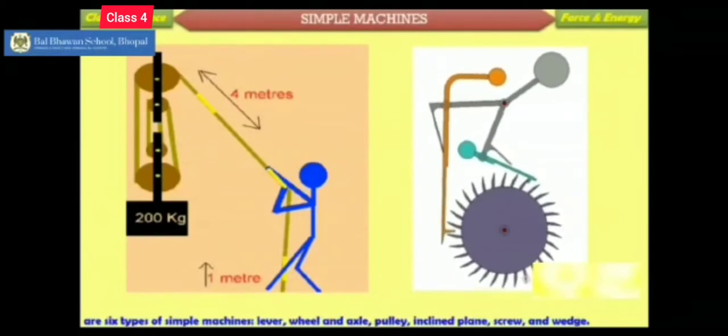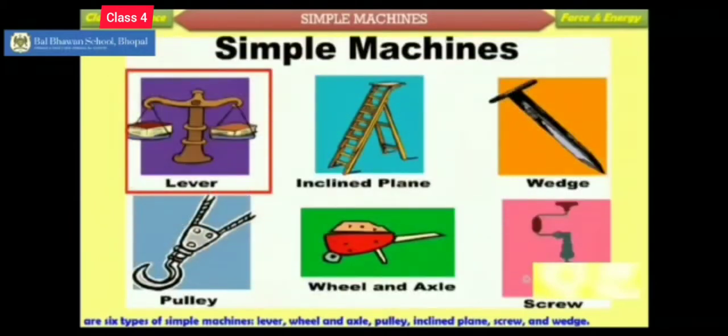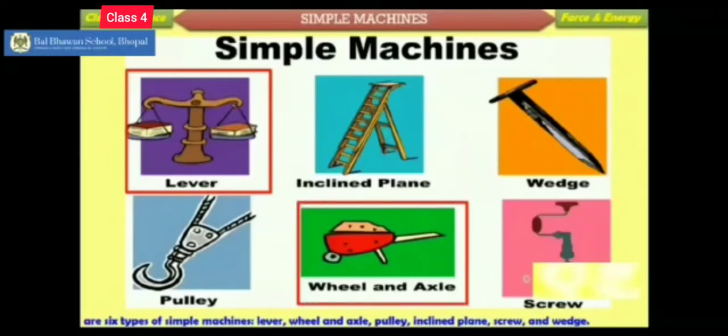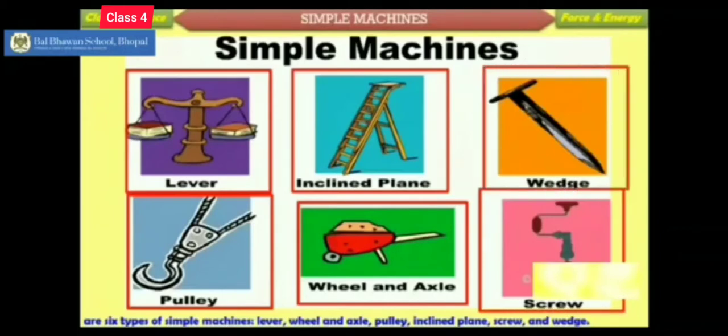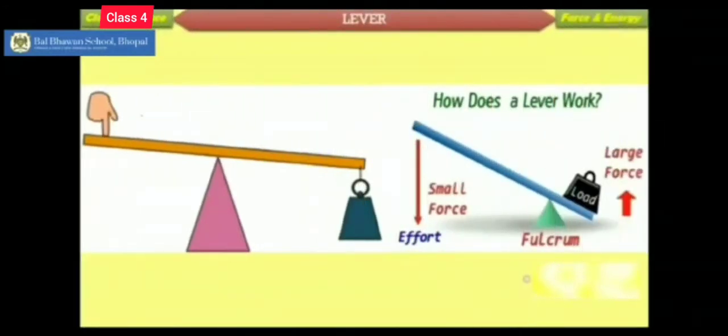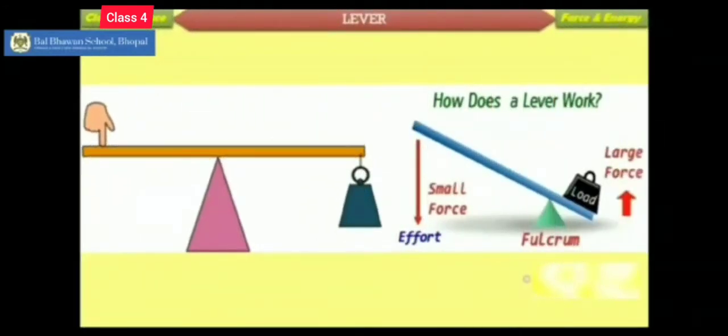Now, there are 6 types of simple machines: lever, wheel and axle, pulley, inclined plane, screw, and a wedge. Let's discuss lever first.